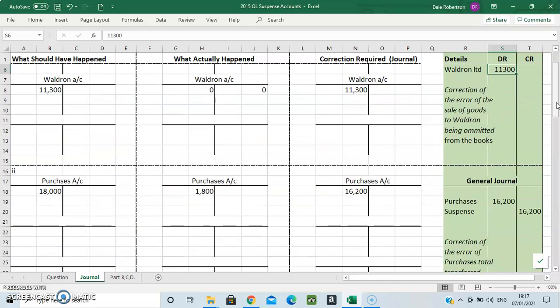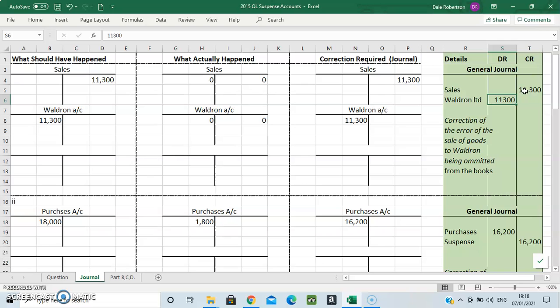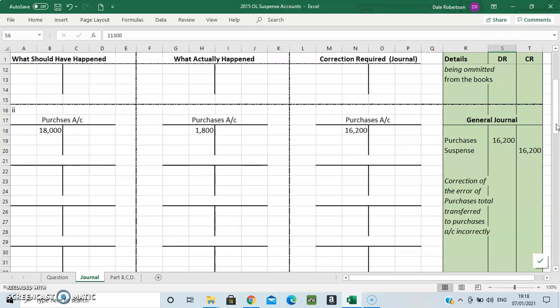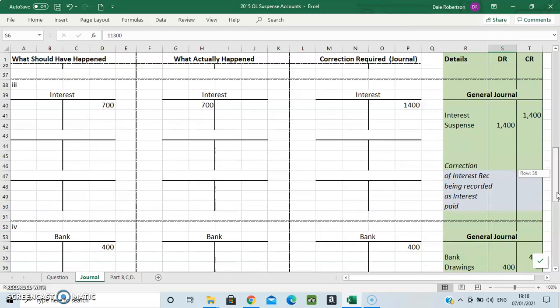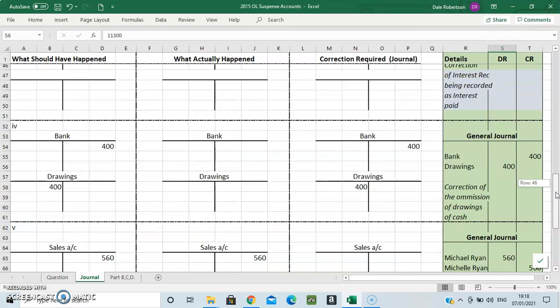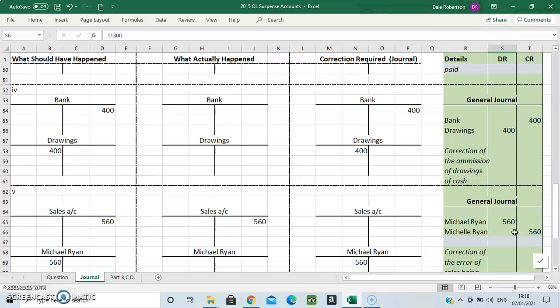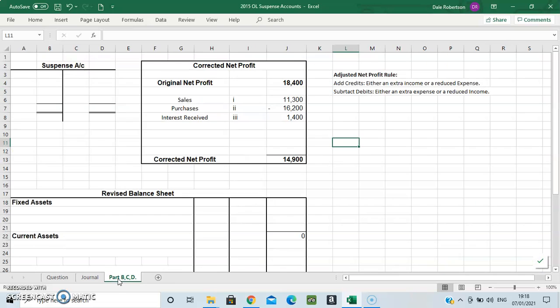So in part B of this question, we are asked to correct the net profit, not the balance sheet, just the net profit. So we're only going to bring in the items which would be relevant to the net profit. That will be sales here, purchases here, not suspense, interest here, but not suspense. Neither of those, bank is a current asset or a current liability, drawings is in the balance sheet also, and neither of those, because they're both debtors, both in the balance sheet. So it's only 3 things. You go to part B.